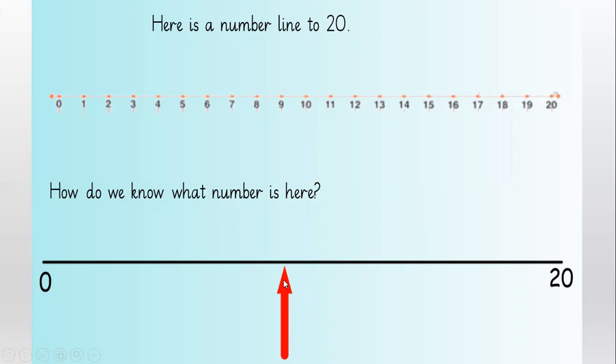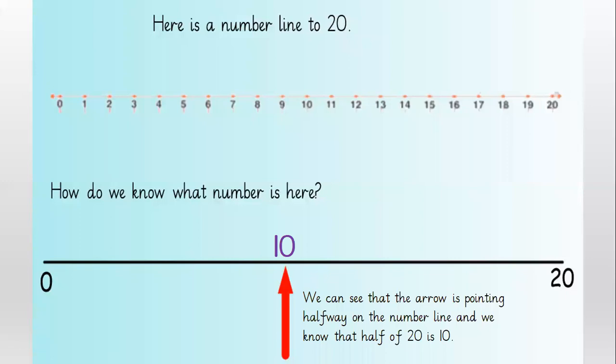How do we know what number is going to be there? So we can see that the arrow is pointing halfway on the number line, and we know that half of 20 is 10. So we know the missing number there is 10.